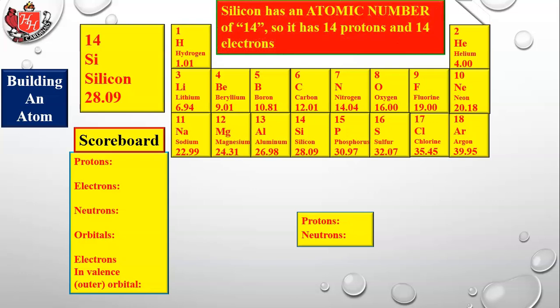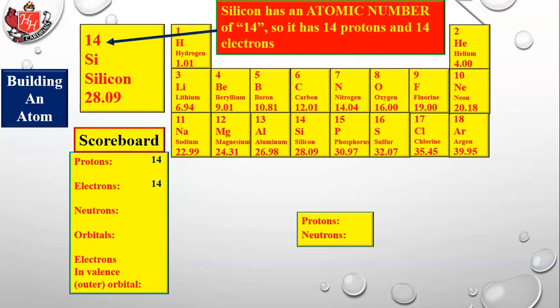So step one. Silicon has an atomic number of 14. That's the number you see from the periodic table, the box up in the upper left corner there. So silicon has an atomic number of 14. That means it has 14 protons, and in its natural electrically neutral state, it also has 14 electrons. 14 protons, 14 electrons. So we'll go ahead and fill in the scoreboard right there. That's the protons, and then the electrons go right there.